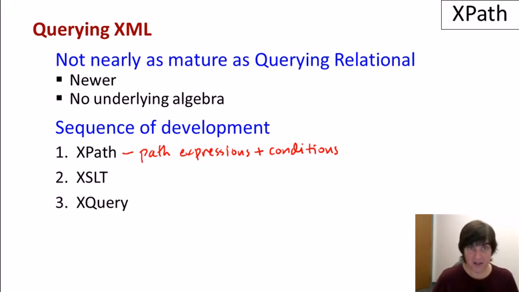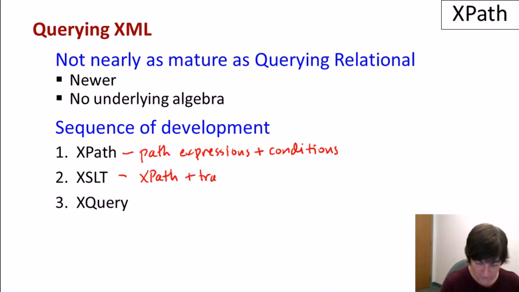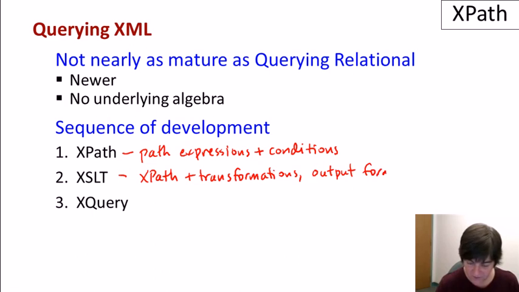The next thing to be developed was XSLT. XSLT has XPath as a component, but it also has transformations, and that's what the T stands for, and it also has constructs for output formatting. As I've mentioned before, XSLT is often used to translate XML into HTML for rendering.